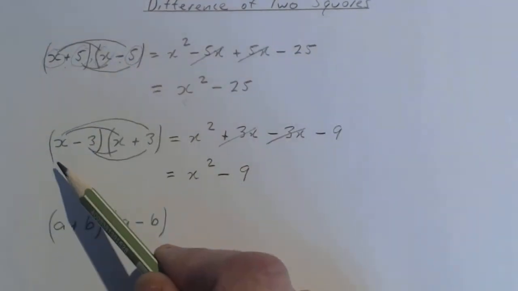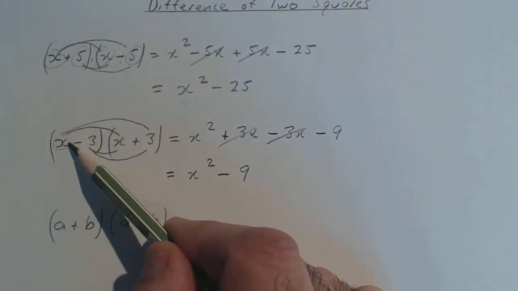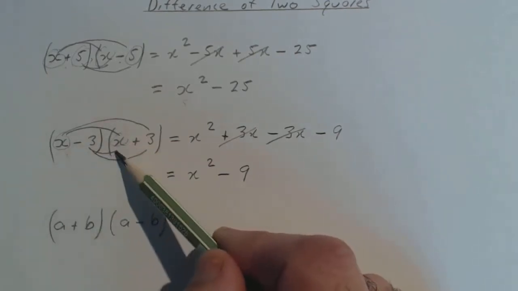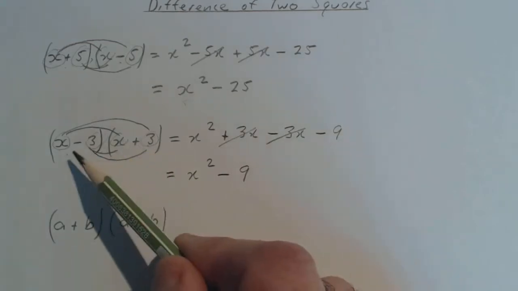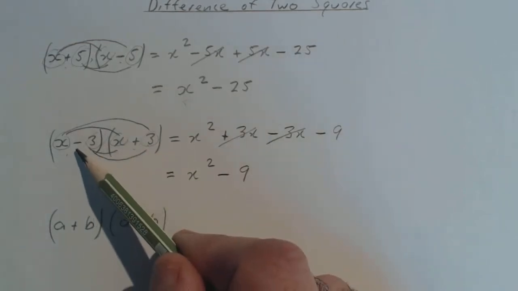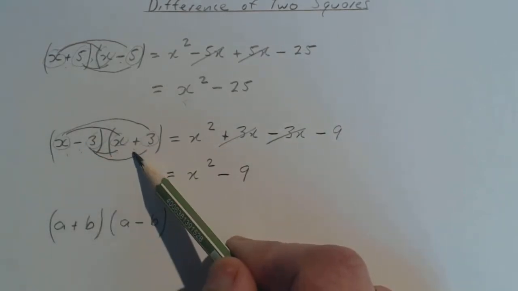Now it's the same pattern here in the next one. We have an x, x, the same, the same. We have a 3, 3, the same, but the signs are different. Here we have a minus, here we have a plus.